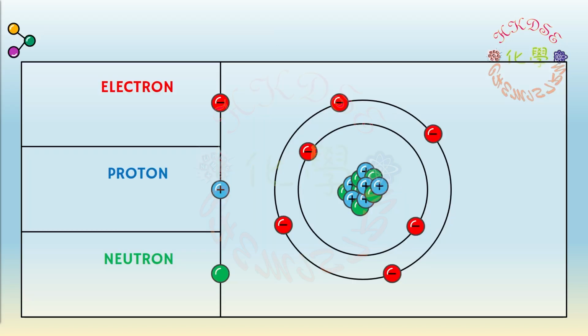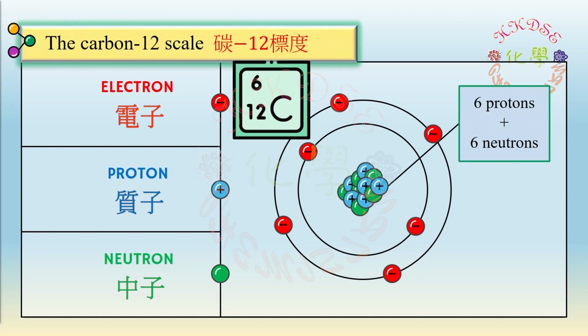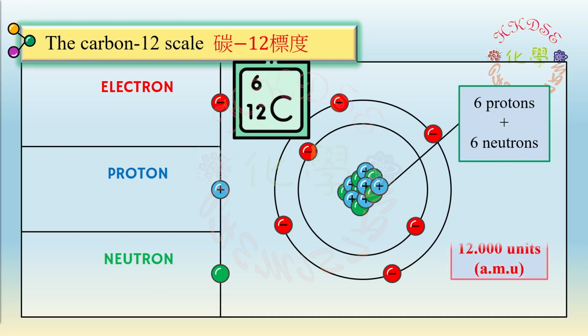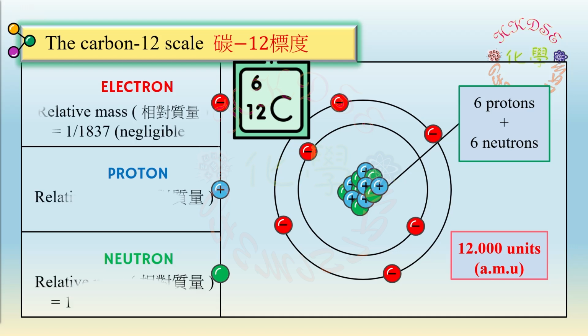In 1961, scientists eventually agreed to choose a carbon-12 isotope, which has 6 protons and 6 neutrons, to be the standard atom. Then they fixed it as exactly 12.000 units, called atomic mass unit, AMU. Masses of all other atoms are compared with this reference standard, to give their relative masses. The relative mass of proton and neutron are equal to 1.